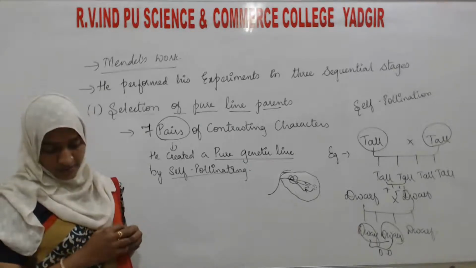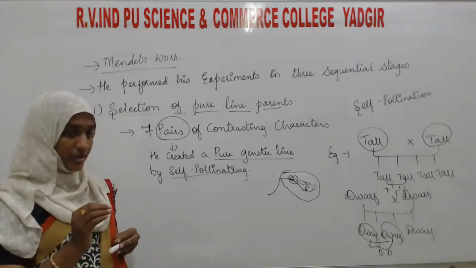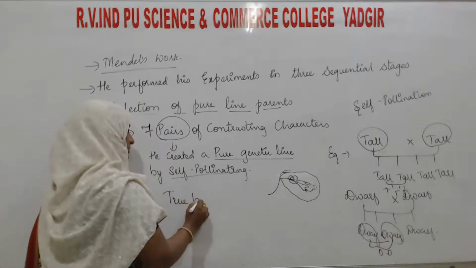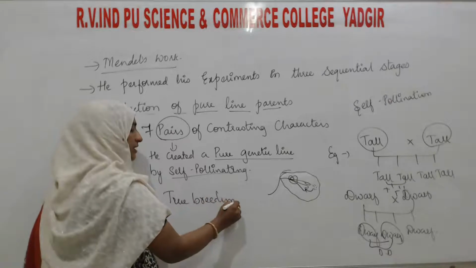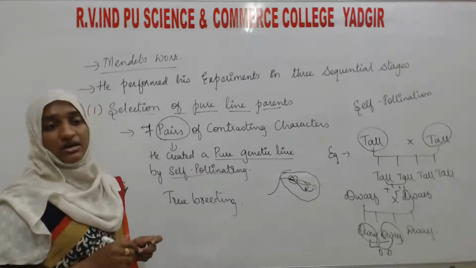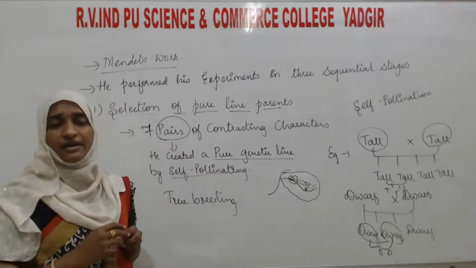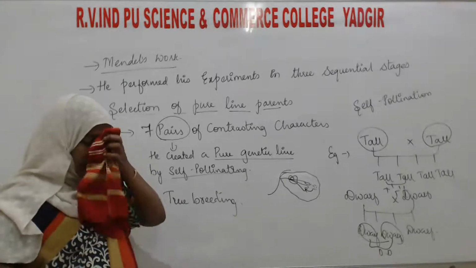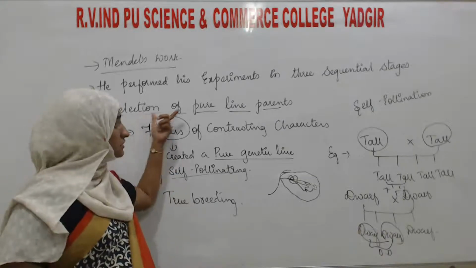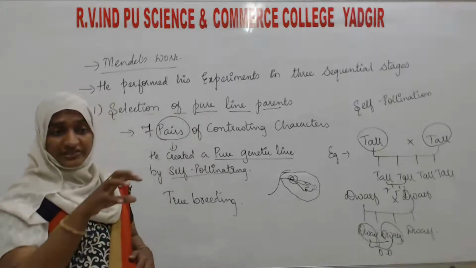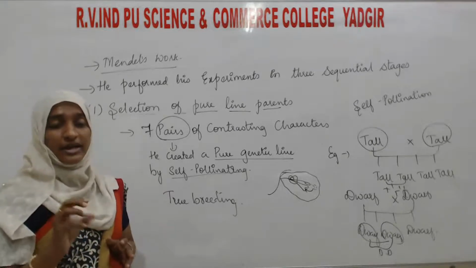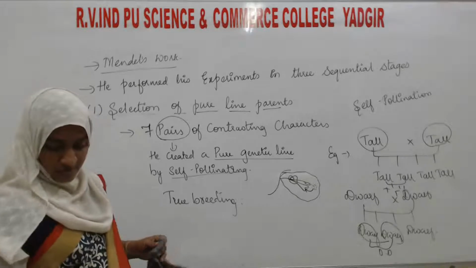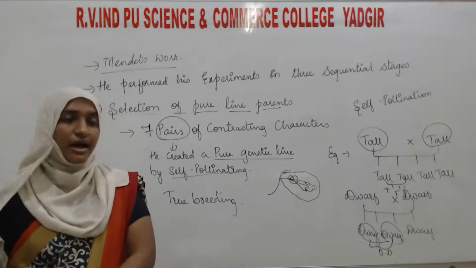But whatever offspring he gets, what will that be? It will be true breeding or true pure line. That means the same genes can be seen. There is no change in the characters because no other flowers are going to pollinate them. Okay, so this he has done first, for selecting the pure line parents. And the second stage, here we will see what the second stage is. That is hybridization.